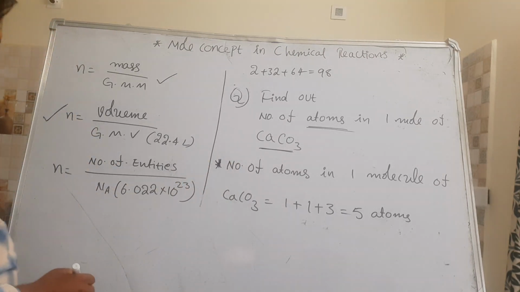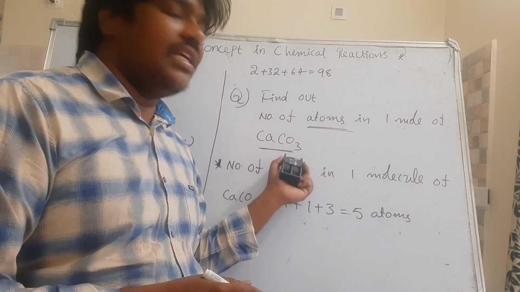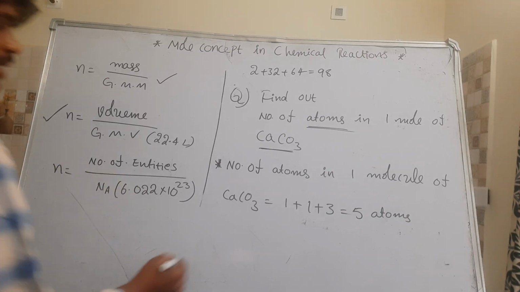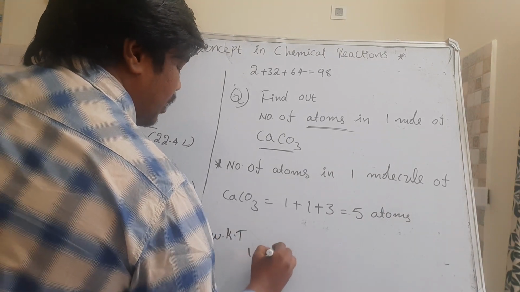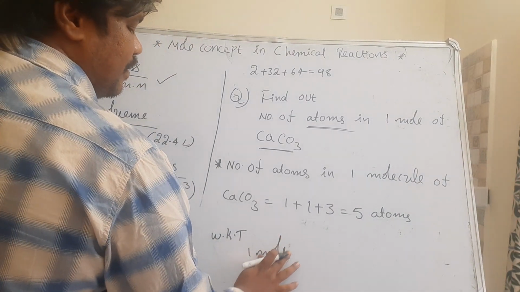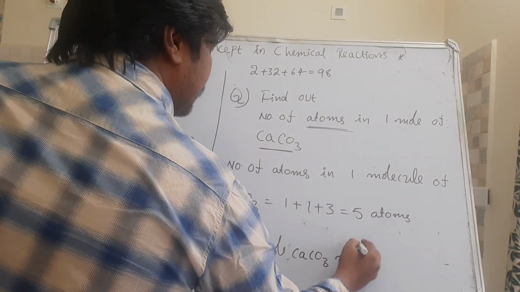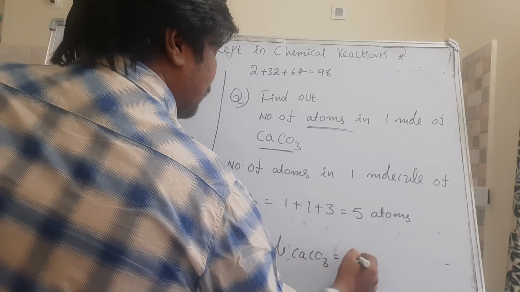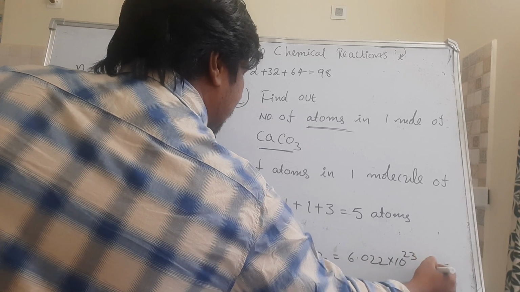Then we have to calculate the number of moles. No need to calculate, they are giving 1 mole of CaCO3. That means we know that 1 mole, in the sense 1 mole of CaCO3 molecules, otherwise 1 mole of CaCO3 contains 6.022 into 10 to the power of 23 molecules.